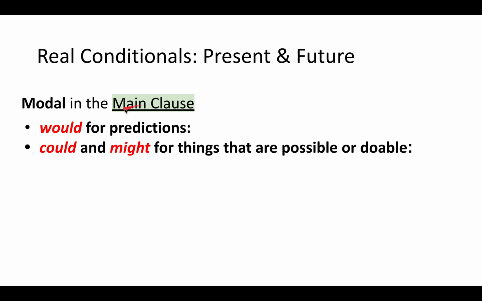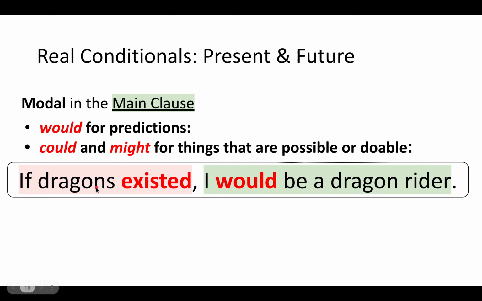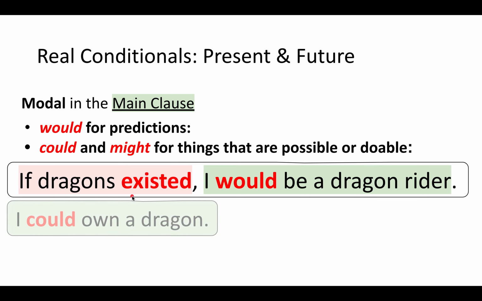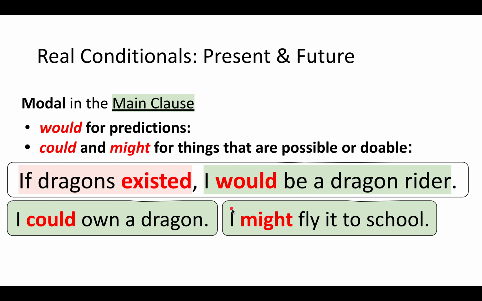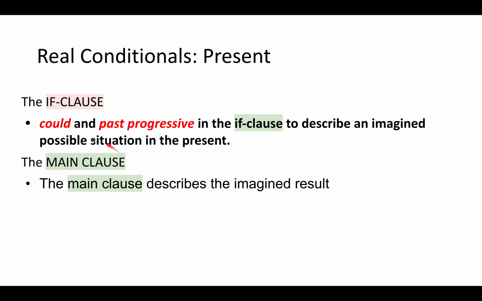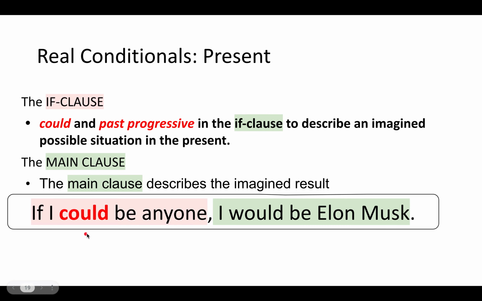So looking at present and future, we use would for predictions, could and might for things that are possible and doable. If dragons existed, I would be a dragon rider. I could own a dragon and might fly it to school, okay? Here we use would, it's predicted, could, doable, might, possible. We can also use the past progressive in the if clause to describe an imagined possible situation in the present. And we use the main clause to describe the imagined result. For example, if I could be anyone, I would be Elon Musk.